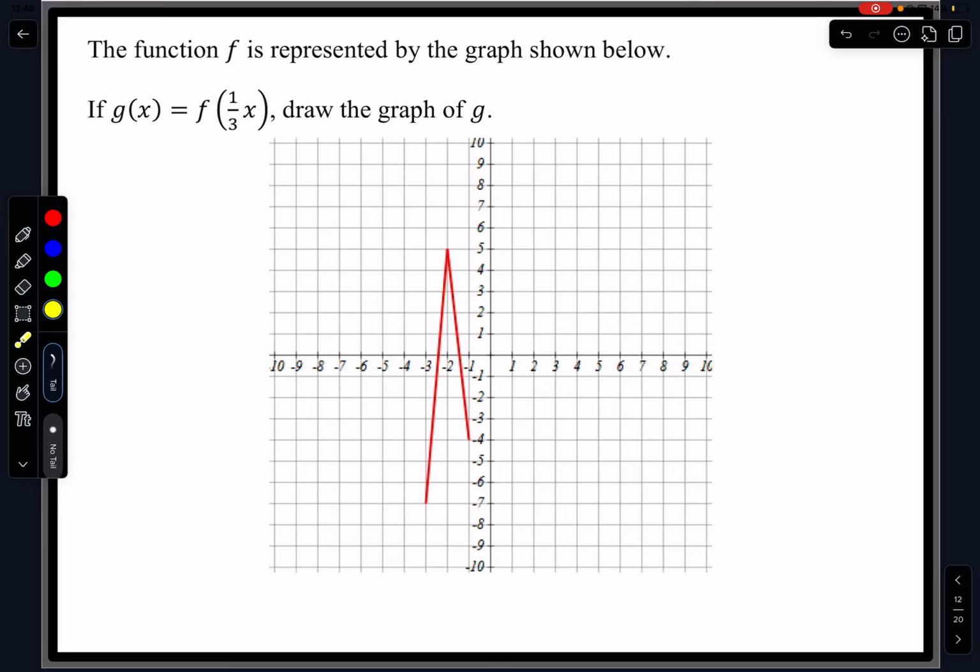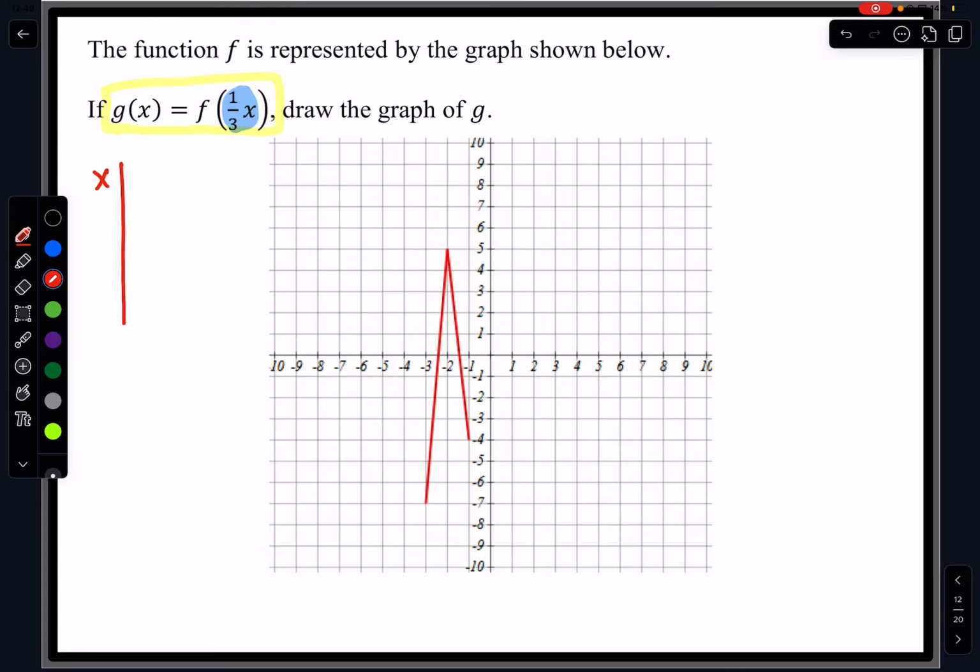Hello. In this example, we have that the function f is represented by the graph shown below, and we want to draw the graph of g, but g is defined as f of 1/3 x. So we're performing a horizontal dilation because we're multiplying, so this is not going to result in sliding things left and right, but instead making this graph thinner or wider, again in a horizontal fashion because we are affecting the x coordinates. So let's first identify what the current coordinates are to this graph of f.